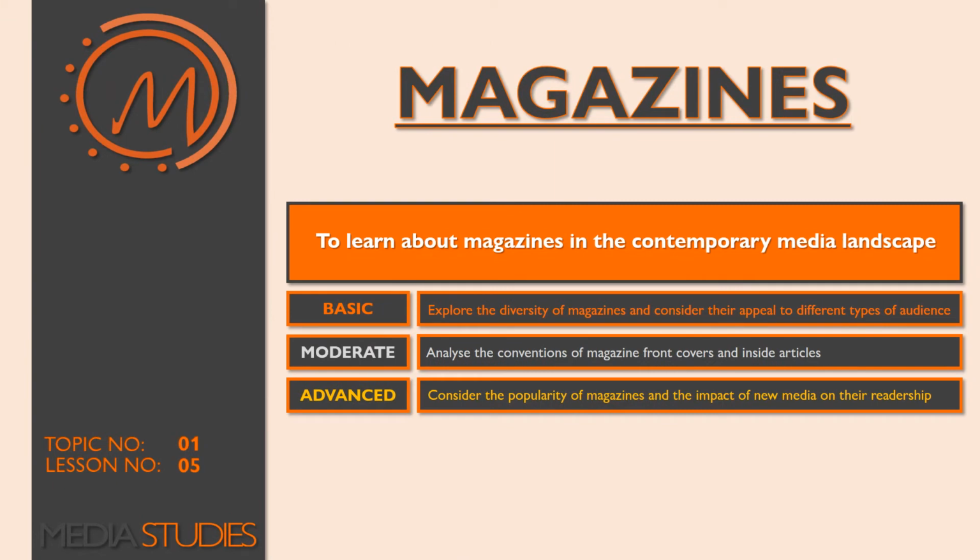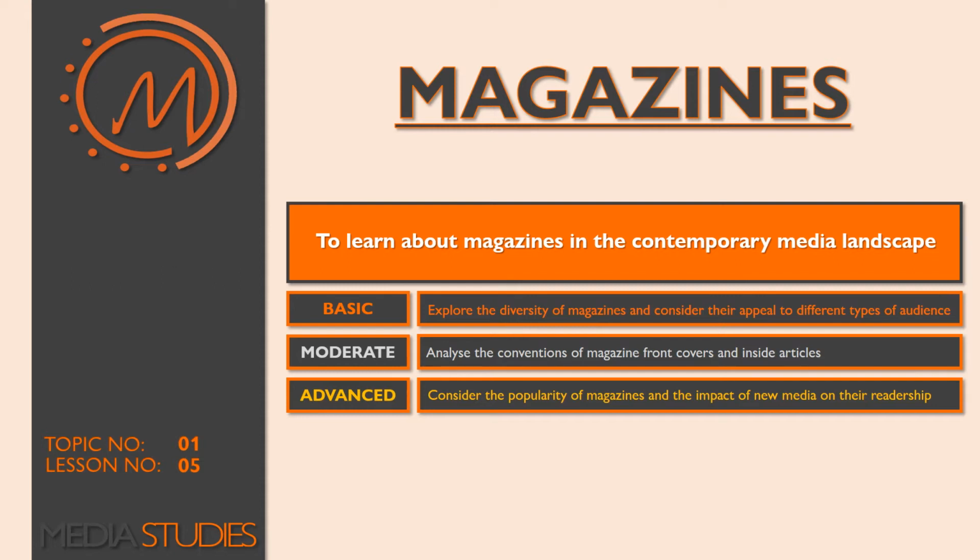Here is our title slide for this lesson. Again, we're looking at magazines, and in the bottom left you can see we're still on our first topic, an introduction to the media, and we're on lesson number 5. So today we need to learn about magazines in the contemporary media landscape. Now, the contemporary media landscape basically means anything relevant to the last 5 years or so.